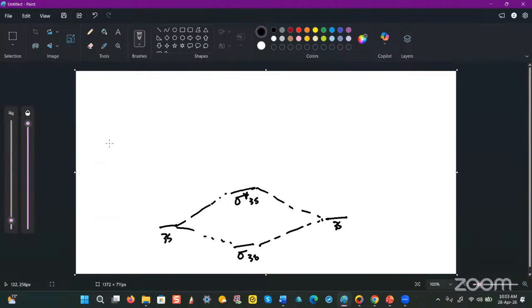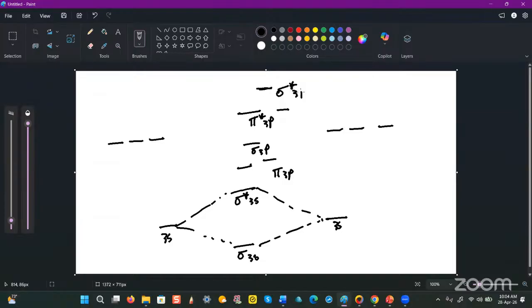And then now we get to the 3p orbitals. And down here, we're going to have the 2 pi 3p's. And then here we're going to have the sigma 3p's. And then up here, we're going to have the pi antibonding 3p's, and then 2 of them. And then here we're going to have the sigma antibonding 3p's. All right. And again, let me just show how they're formed.